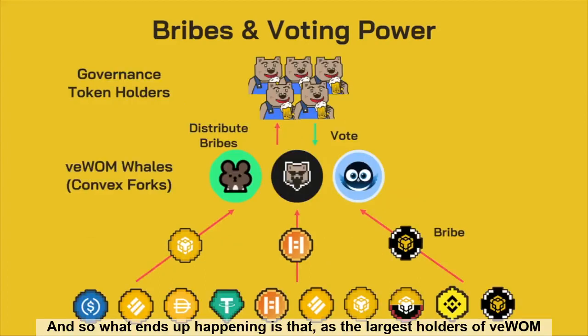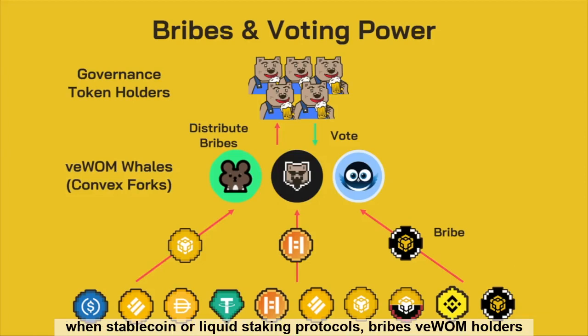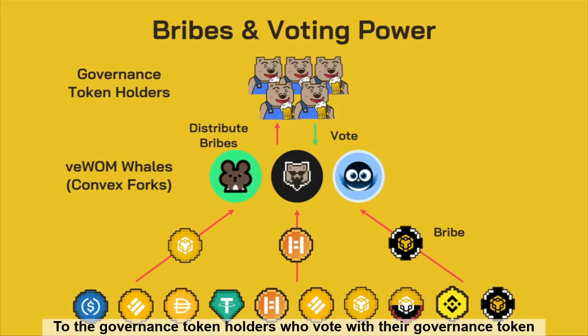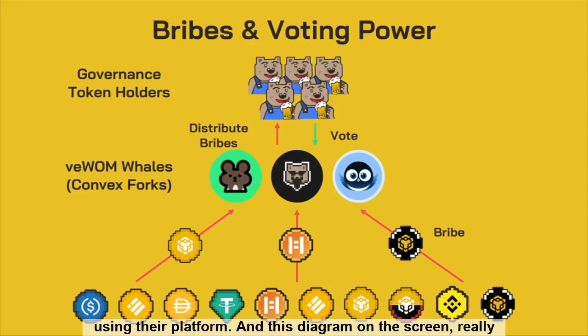And so what ends up happening is that as the largest holders of VEWOM, when a stablecoin or liquid staking protocol bribes VEWOM holders, the convex forks receive most of these bribes, and they will then distribute those bribes back to the governance token holders who vote with their governance token using their platform. And this diagram on the screen really summarizes the whole dynamic of the WOM wars.